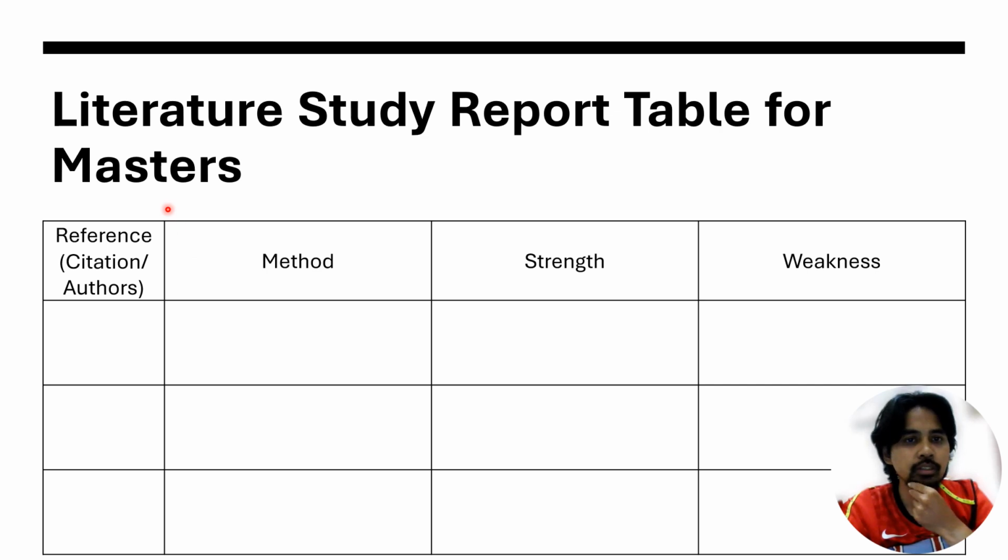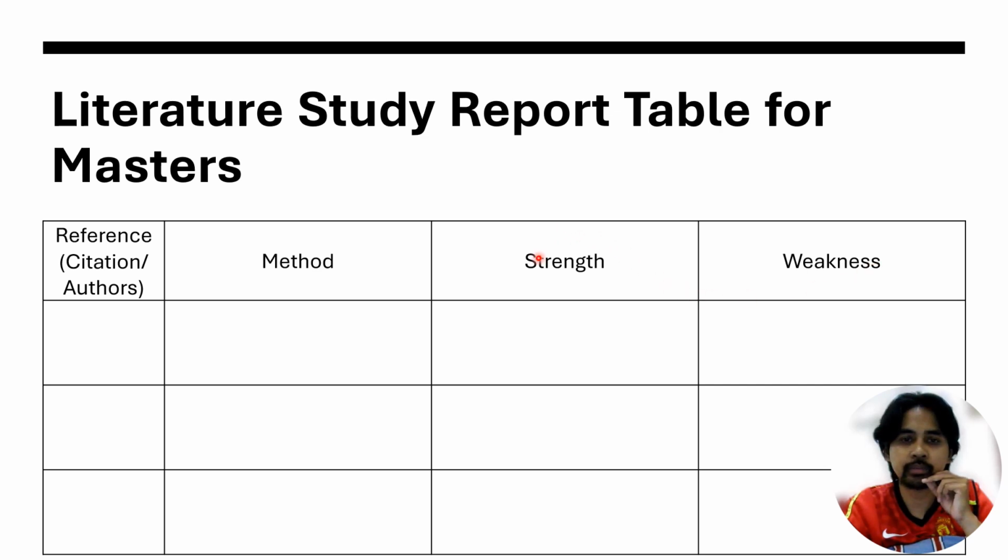So this is the table that I mentioned to report your literature study. First column is the reference. For example, you can insert the reference number, for example 1, 2, or 10, or you can also mention the authors. For example, the author is Smith, then Smith et al. with the citation number. And here you write the brief method, the brief topic of the paper that you have read, and strength and weakness.